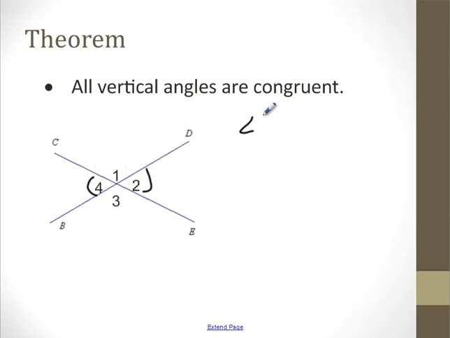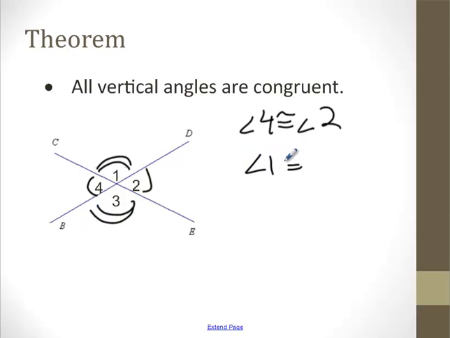So we've got angle 4 congruent to angle 2, and angle 1 congruent to angle 3. So anytime you see angles across from each other with two lines drawn, you can assume that they're congruent.